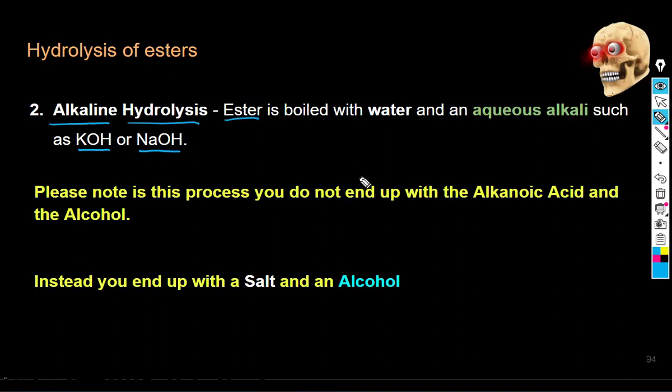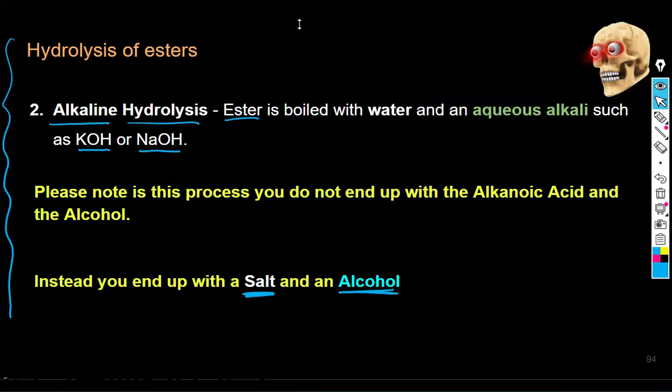But when you boil the ester with that, you don't actually get back the original alcohol and the alkanoic acid as in the previous one. In this one, when you do the procedure, you will end up with the alcohol, but instead of the alkanoic acid, you end up with the salt instead. So take down everything here. And of course, I'm going to show you some examples of alkaline hydrolysis. This one is a little headache to understand.